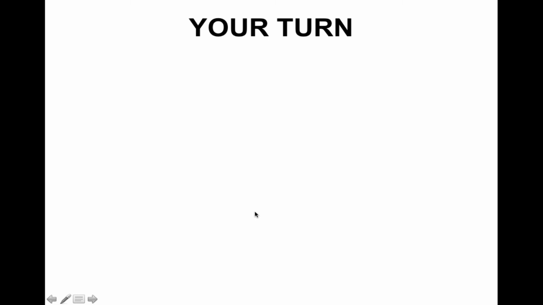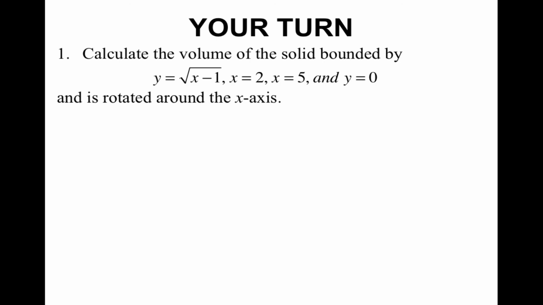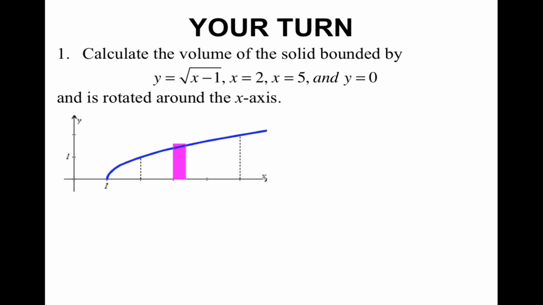All right, so let's see if you can try these next few problems on your own. All right, let's see how we did. For number 1, you calculate the volume of the solid bounded by y equals square root of x minus 1, x equals 2, x equals 5, and y equals 0. And it's rotated about the x-axis.